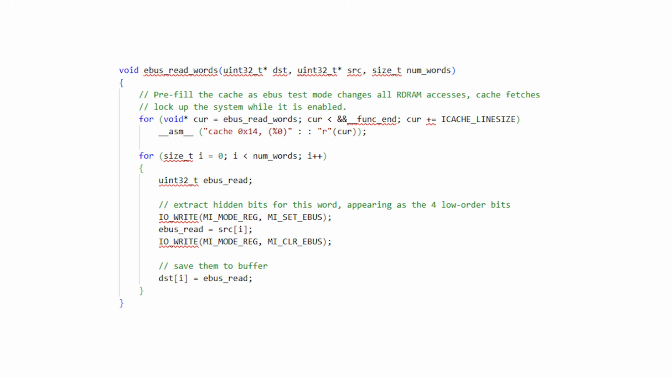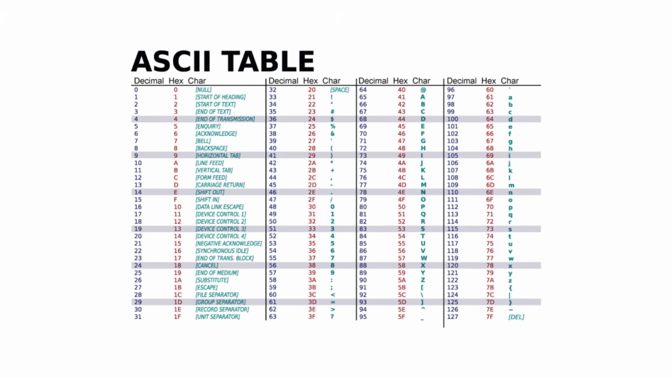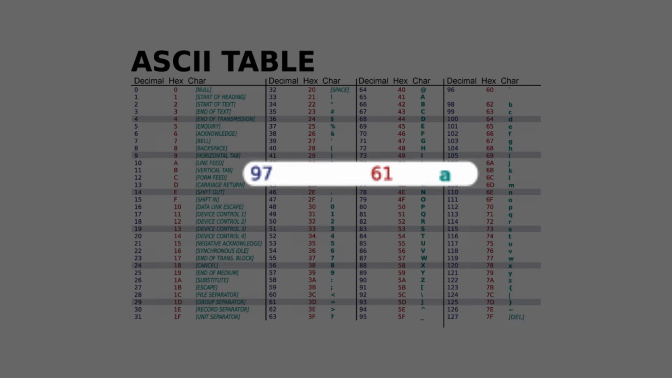Well, for reading, this is super straightforward. You just activate the EBUS mode, you read the value, and you extract the lower 4 bits, and you're all good. This is perfect because this is relatively fast, it's reliable, and it does not mess with anything else in our system. It's perfect. But let's again try writing our lowercase a using this method.